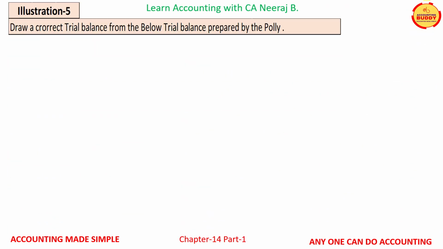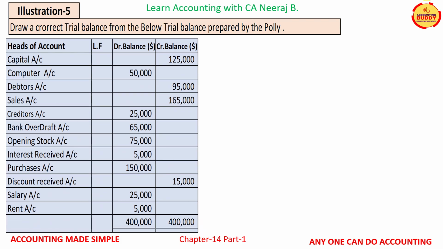Let us draw a correct trial balance from the below trial balance prepared by Polly. The trial balance appearing on your screen is tallied and both the columns total is $400,000. Now let us analyze each account head whether it is placed in the correct column.